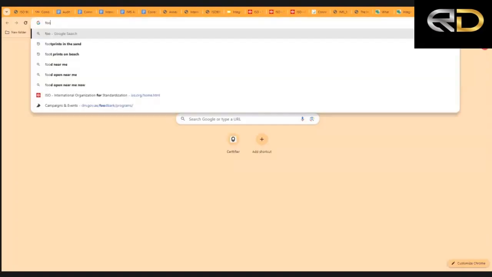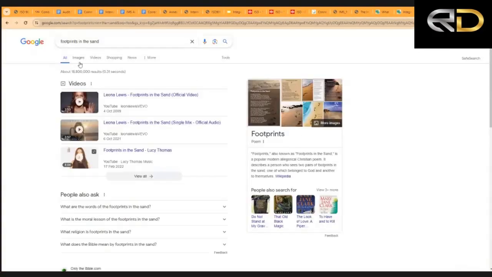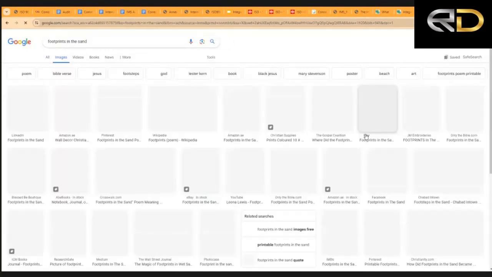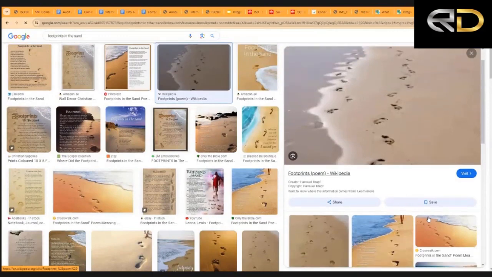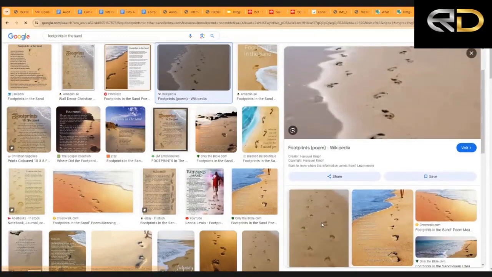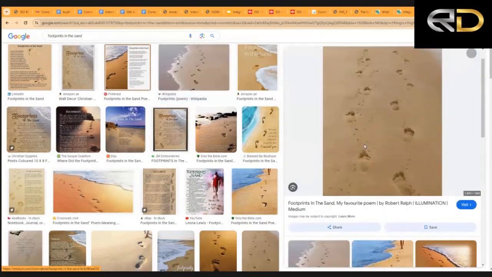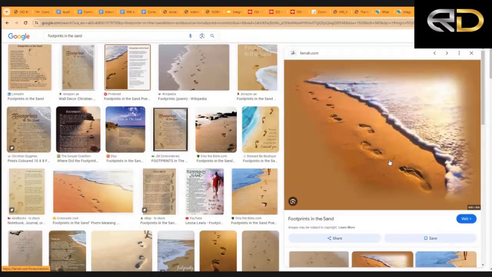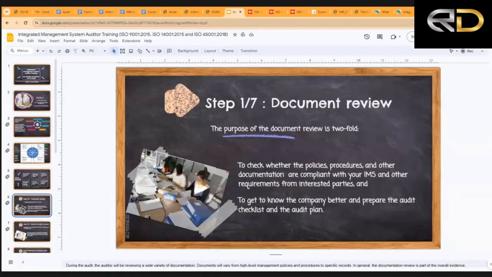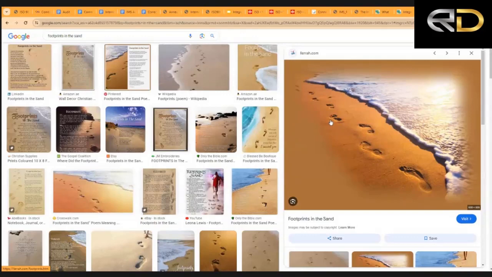So documented information now, okay, it is the same thing as what is happening right here. So as you can see, these are basically footprints, okay? These are footprints at the beach, and these are the footprints in the sand. This is a form of documented information. And that is what you're doing in step number 1. What kind of information is documented here?